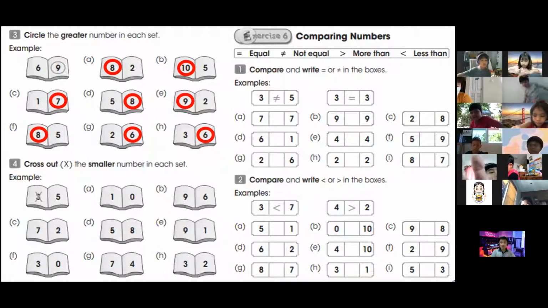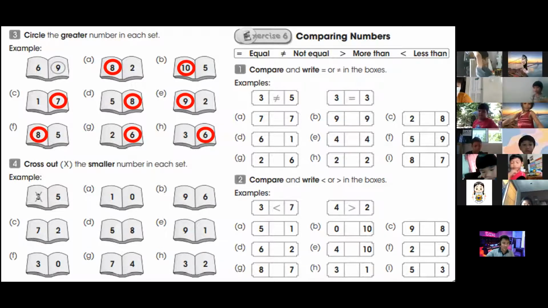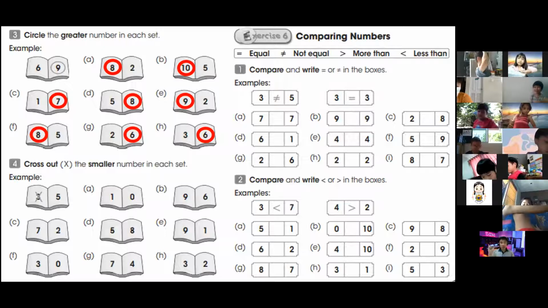If you are finished, kindly check your works. If you look at the answers here and you say, oh, my answer is correct, don't just say, teacher, I'm finished. Very good, because you are finished, but I want you to look at your answers. Now let's proceed to number 4. In number 4, we will cross out. If you are finished, look at your answers.